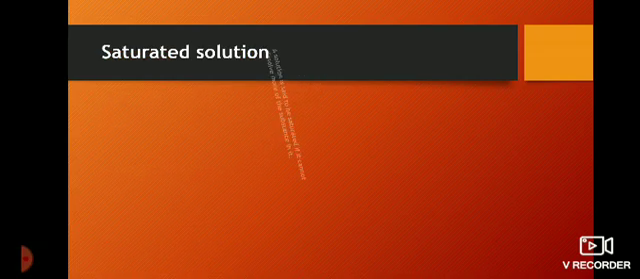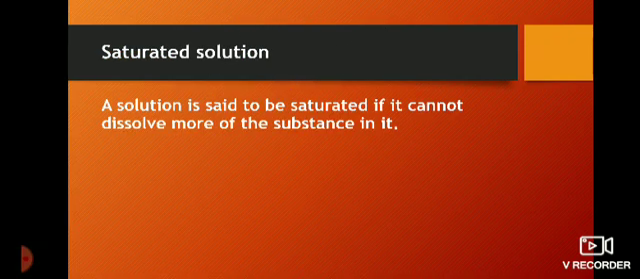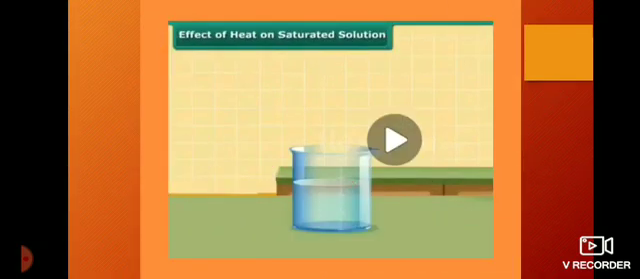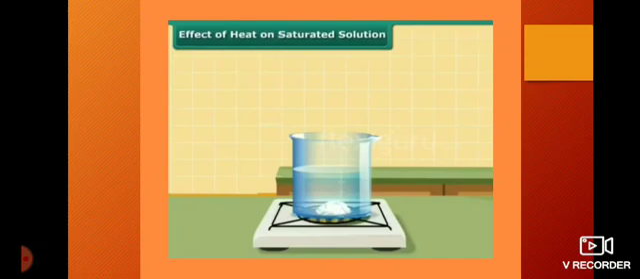So we can sum up: a solution is said to be saturated if it cannot dissolve more of the substance in it. And let us check if there is any idea or technique by which we can dissolve more substance in a saturated solution. Let us watch one more pictorial representation. We are taking a saturated salt solution, add some salt to it, and heat it. Please watch what happens. Yes, that salt is dissolved.